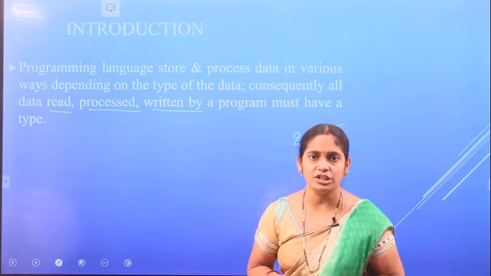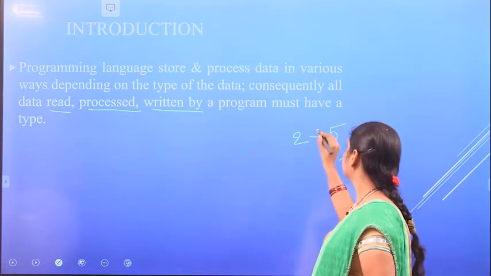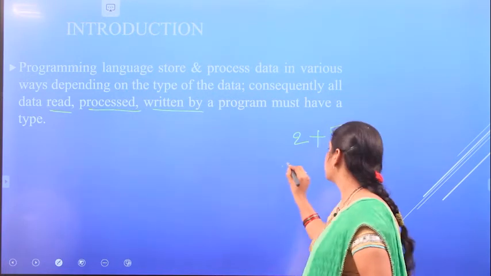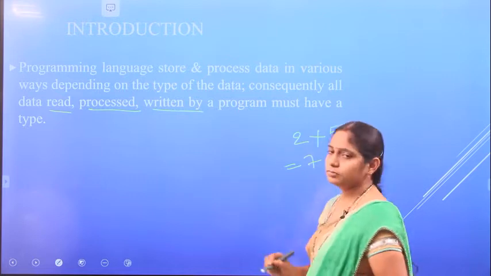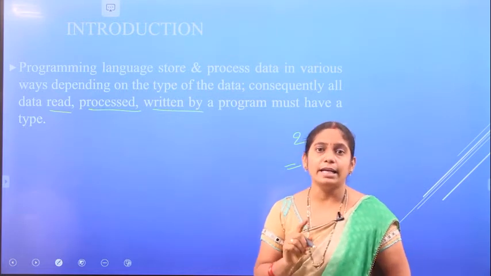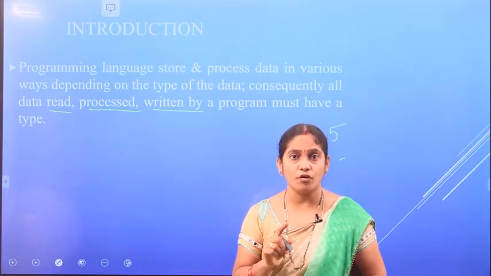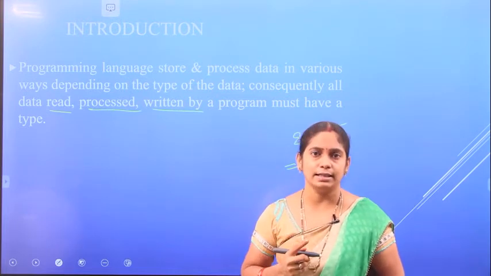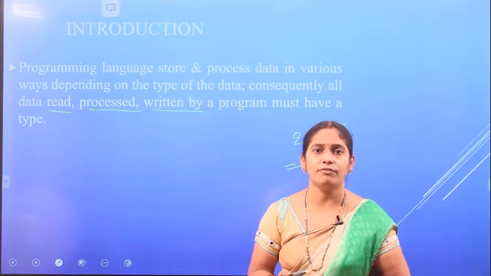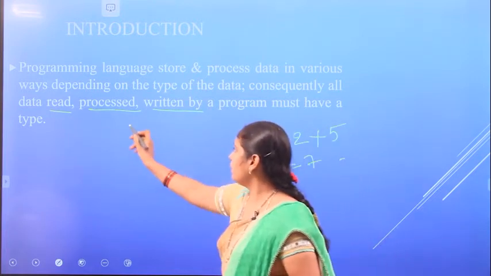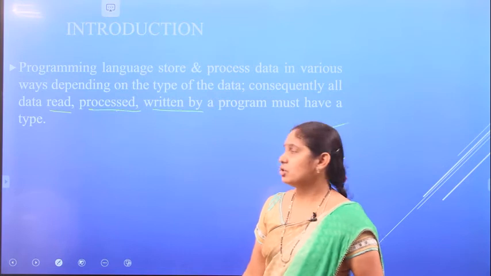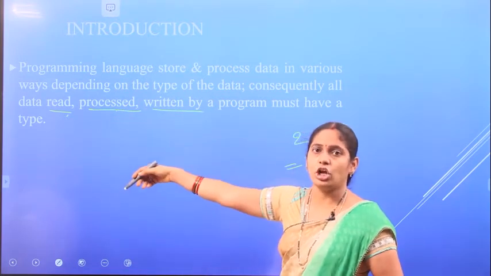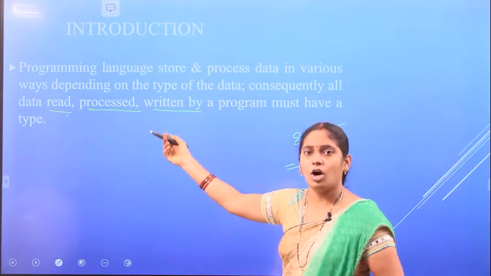What is the symbol for addition? Plus. Good. 2 plus 5 becomes 7. So here the addition operation is performed on the data we considered, that is 2 and 5. That is nothing but processing. So first we need to read the data, then perform an operation on it, and then it gives the output to us.